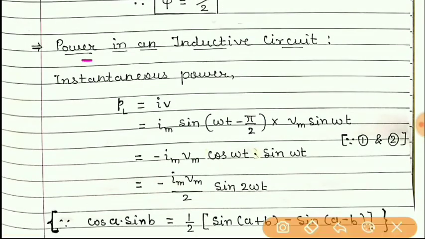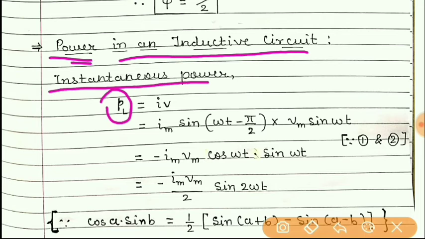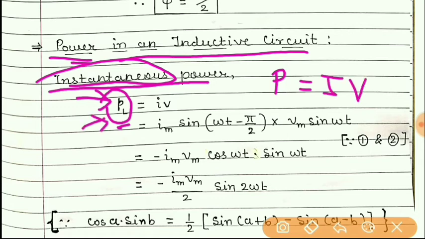Now power in an inductive circuit. We have studied about power in a resistive circuit. Now this is power in an inductive circuit, denoted by PL, which is instantaneous power. Small p is written. Small p denotes instantaneous power. So we know that P is equal to I into V. So here small p is equal to small i, which is current, and small v is the source voltage.